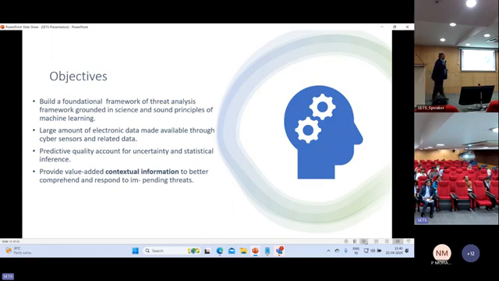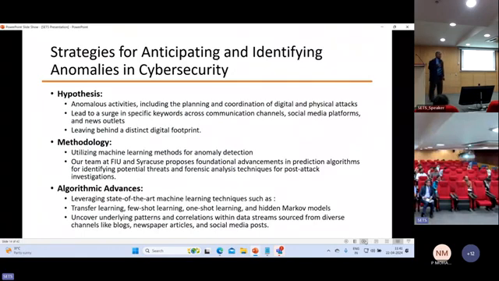So what is very important is how it provides value-added contextual information. Context is very important so that we can better understand and comprehend some of these trending things. You understand? So the context and the contextual information for all of these things are very critical. Just to give you a little bit of a framework for defining the strategies for anticipating and identifying anomalies in cybersecurity. Okay, so in a hypothesis, we say anomalous activities, including the planning and coordination of digital and physical cyber attacks, can lead to a search for specific keywords across communication channels, social media platforms, and news outlets. These are very important.